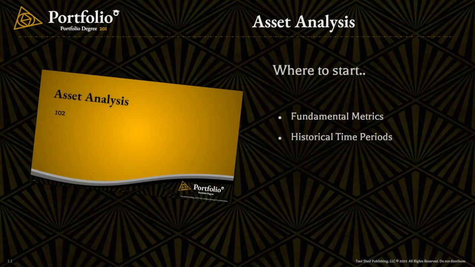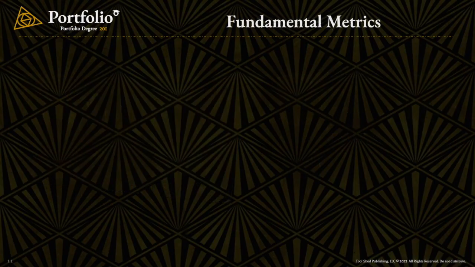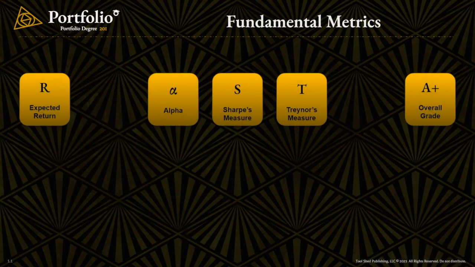Starting with asset analysis, we're going to walk you through how the fundamental metrics are calculated, as well as discuss historical time periods and why those matter when calculating your returns. In terms of fundamental metrics, we have 5 metrics that we leverage for grading assets in our system. We use expected return, alpha, Sharpe's measure, Trainer's measure, and then of course we have our overall average.